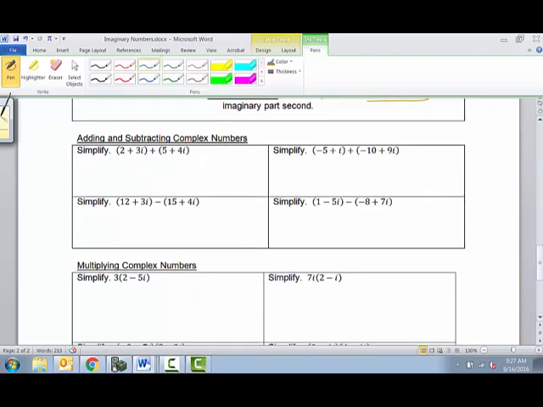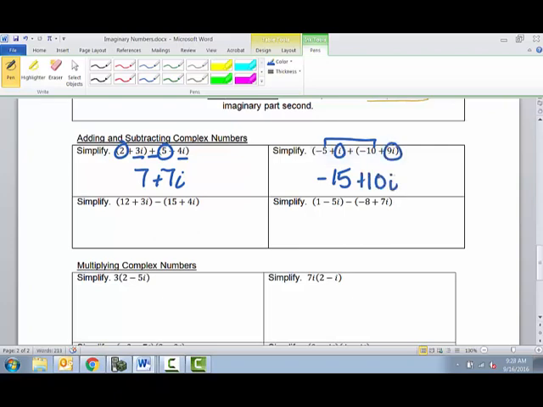So if we're adding, we just add like terms. Actually, I shouldn't draw it that way. If we're not multiplying, there's a plus sign in between them. So 2 and 5 is 7. And 3i and positive 4i is positive 7i. That's it. Just add them. Just like radicals, because that's what they are. Here, negative 5 and negative 10 is negative 15. I and 9i give me positive 10i.